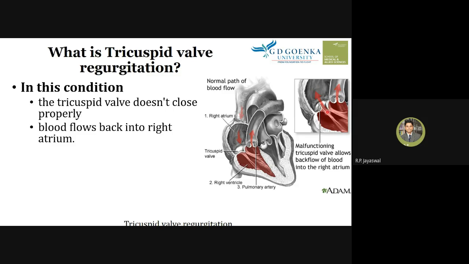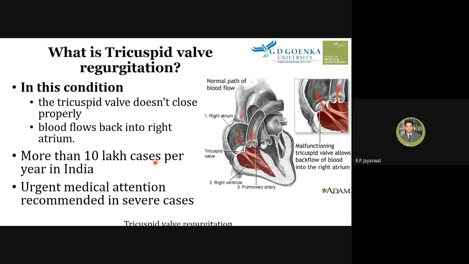Okay, so here the first event is the tricuspid valve doesn't close properly, and because of that the blood flows back into the right atrium. This is called tricuspid valve regurgitation. More than 10 lakh cases per year occur in India. This kind of abnormality is observed in India every year, in more than 10 lakh cases. And this condition requires urgent medical attention in severe cases, otherwise there can be the death of the patient.